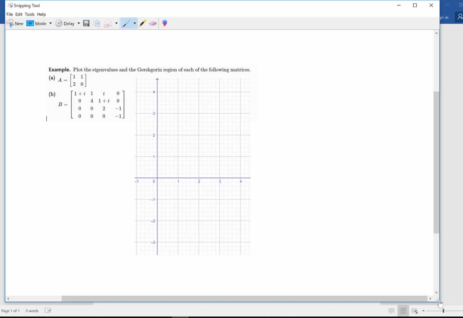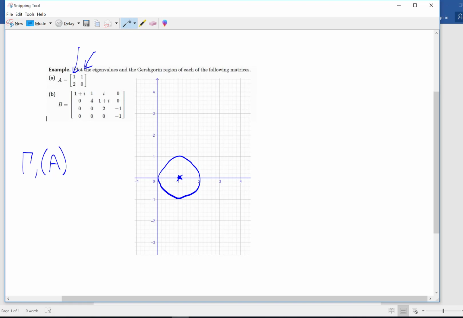So it asks me to plot the eigenvalues and the Gershgorin region of each of the following matrices. I'll start with matrix A. And so we're going to plot gamma 1 of A in blue. If I look at row 1, this 1 right here, that's the center. And so there is a center of the disk at 1. And the radius of the first disk is also 1. And so my Gershgorin disk is a circle of radius 1 centered at 1.